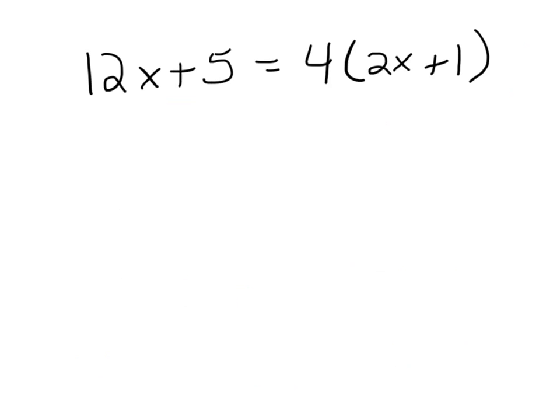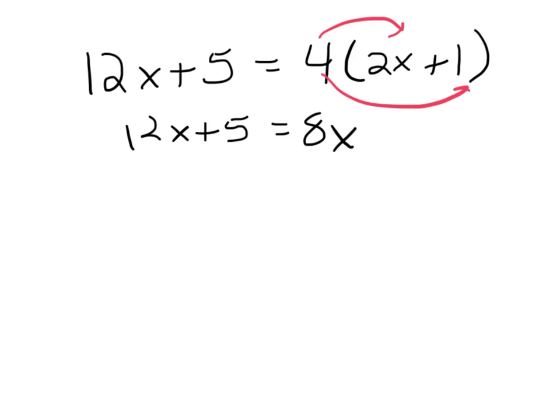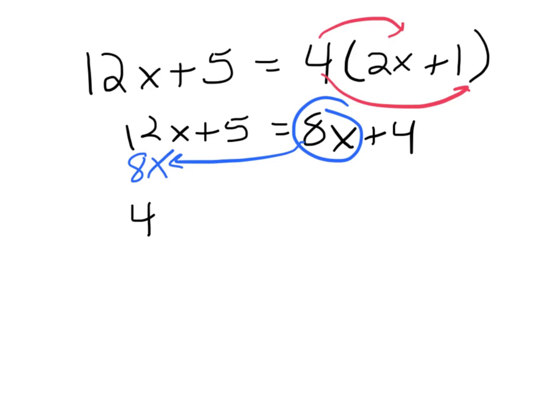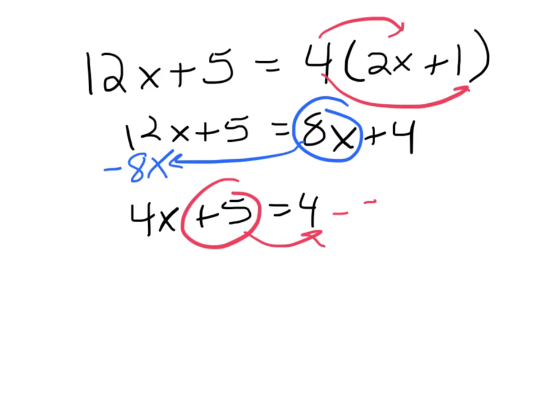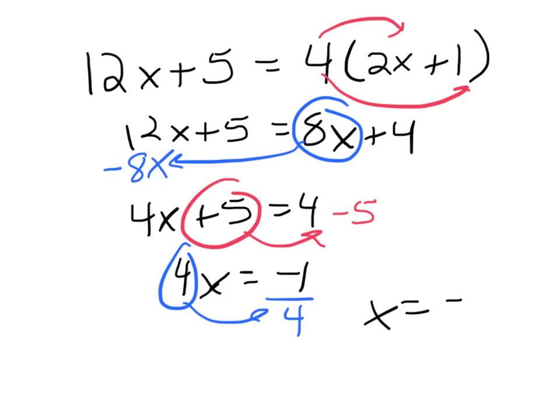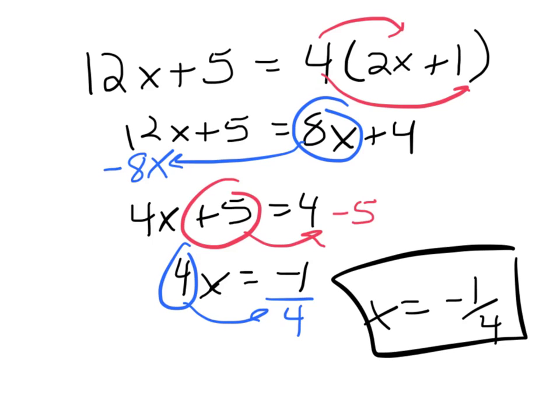Alright, let's get started. I'm going to distribute my 4 through. 12x plus 5 equals 8x plus 4. Now, because 8 is smaller than 12, I'm going to move 8 to the other side. 12x minus 8x is 4x plus 5 equals 4. I will now move plus 5 to the other side. It becomes minus 5. 4x equals negative 1. And now I'm going to take my multiply by 4, change it to a divide by 4. x equals negative 1/4 is the answer.